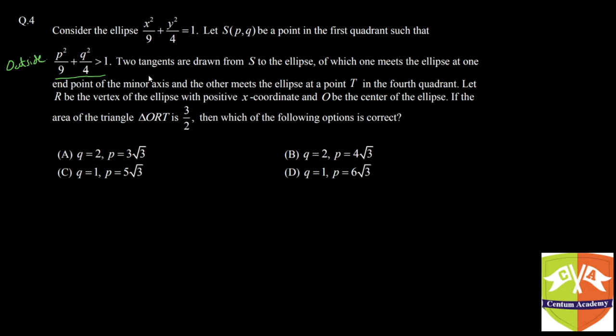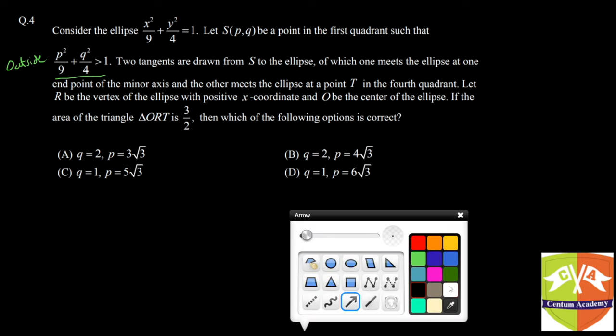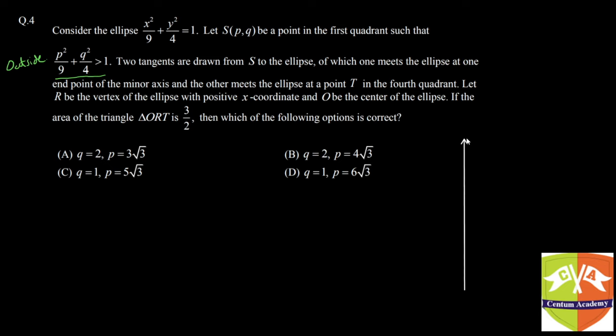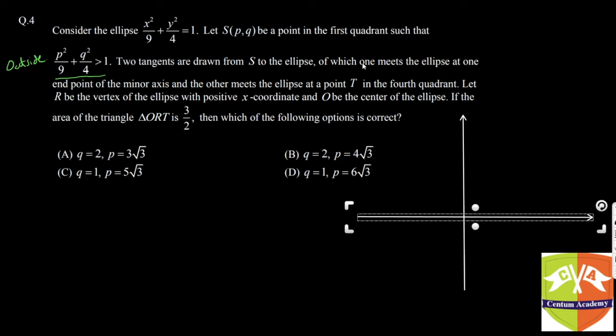Alright, next is, two tangents are drawn from the point S to the ellipse. So it is obvious that if a point lies outside the ellipse, then two distinct tangents can be drawn to the ellipse from that point. And what has been given about those tangents? Out of the tangents, one meets the ellipse at one endpoint of the minor axis.